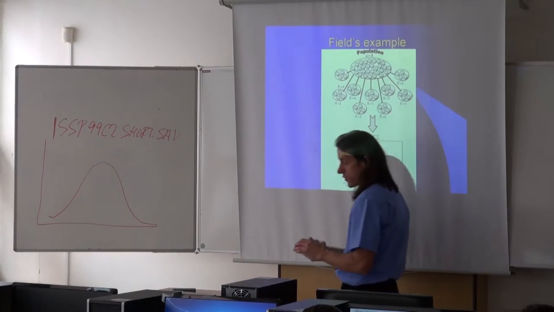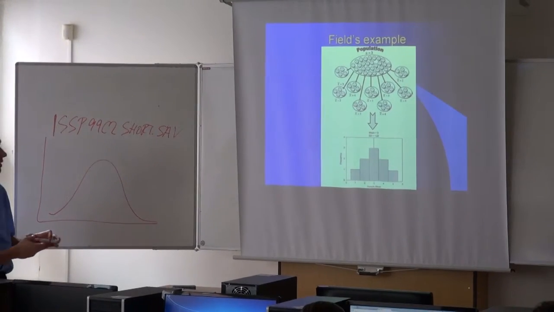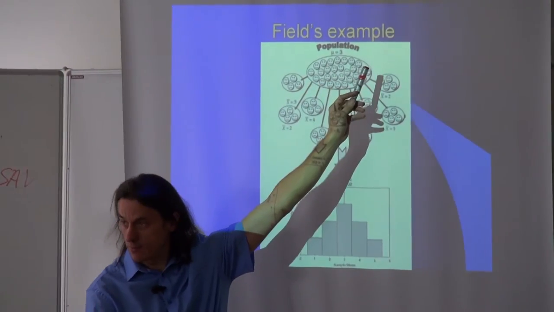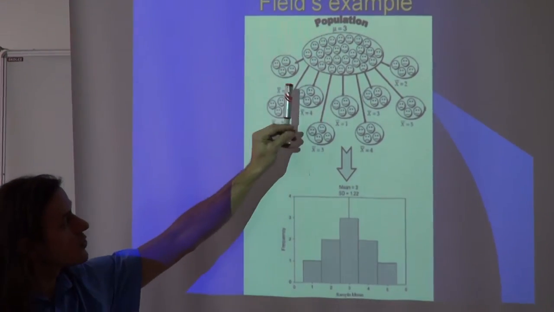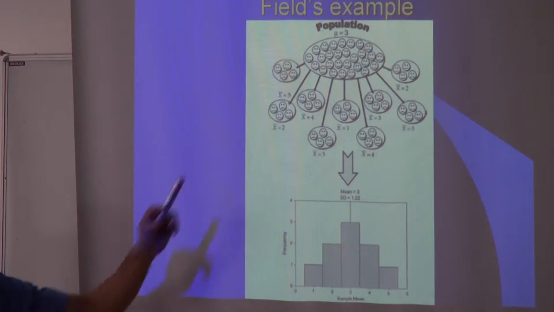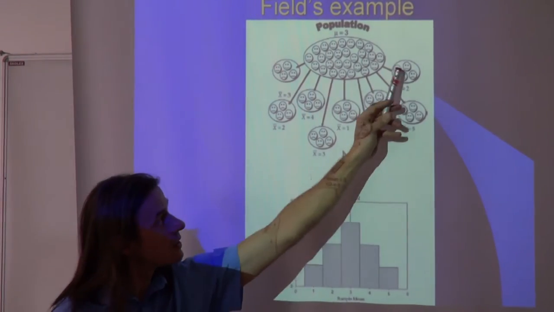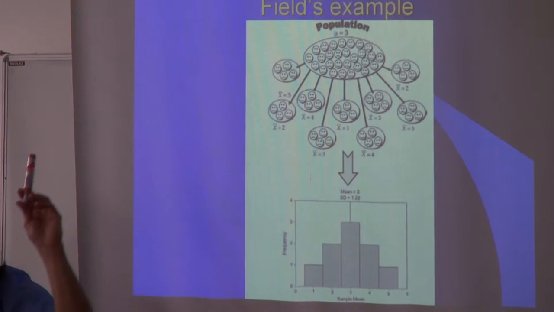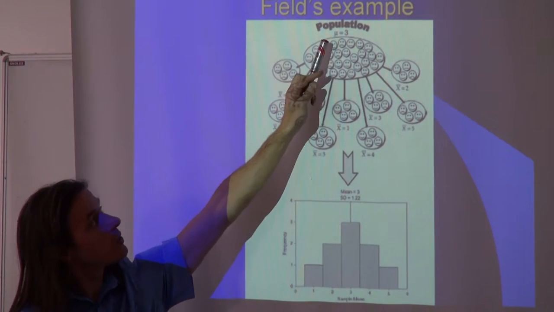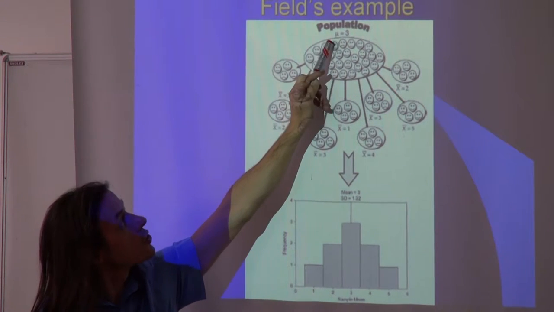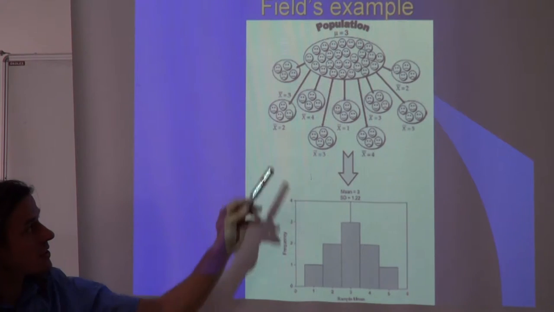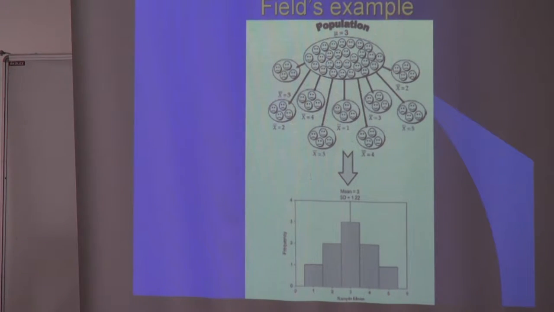Let's look at some pictures. This is Field's example of repeated sampling. You have here a population, and the average in the population is, for example, 3. Then you take the first, second, third, fourth, fifth, sixth, seventh, eighth, and ninth individual samples, and you compute averages for all these samples. Take a small difference into account: the average for the population is usually expressed by the Greek symbol mu, and the average in the sample, as in classical descriptive statistics, is x with a bar over it.